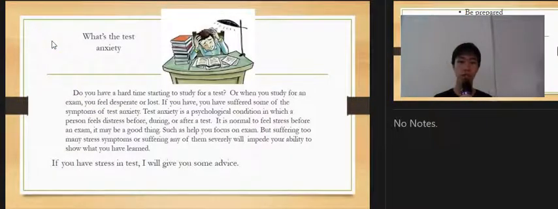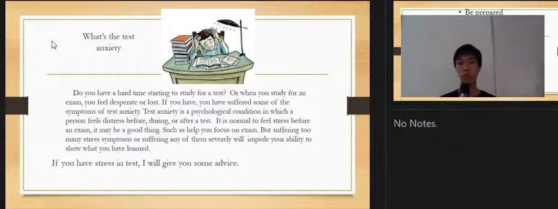Now I will talk about what test anxiety is and how to control it. Do you have a hard time starting to study for a test, or when you study for an exam, do you feel desperate or lost? If so, you may have some of the symptoms of test anxiety. Test anxiety is a psychological condition in which a person feels distressed before, during, or after a test.